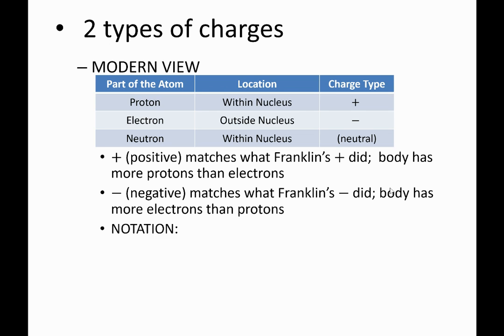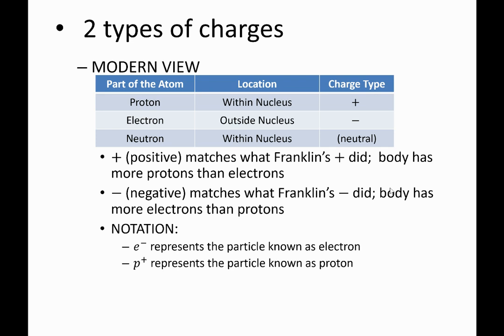So, notation note, this unit can have an incredible amount of E. The letter E is used extensively, and so I want you to know what I'm going to be talking about when I'm using the letter E. Lowercase e with a negative superscript represents the electron particle. A lowercase p with a positive superscript represents the proton as a particle.